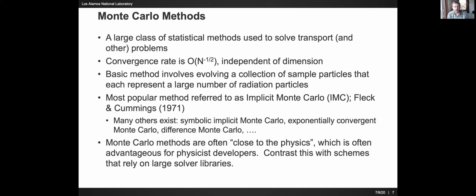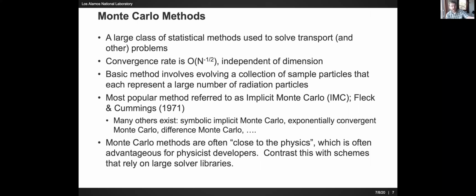Monte Carlo methods, I agree with this, are often described as being sort of close to the physics. And what does that mean exactly? It means that the way the Monte Carlo samples behave is a lot like the picture that you probably have in your head of a photon or a neutrino flying through some plasma. So you actually create new samples through emission, which is just like you think about it.